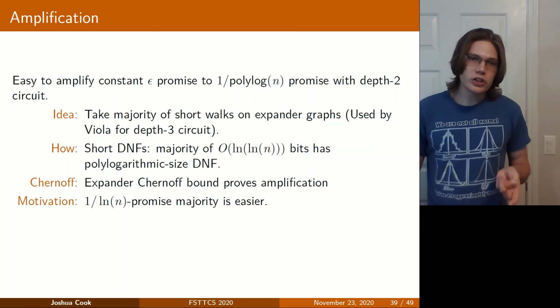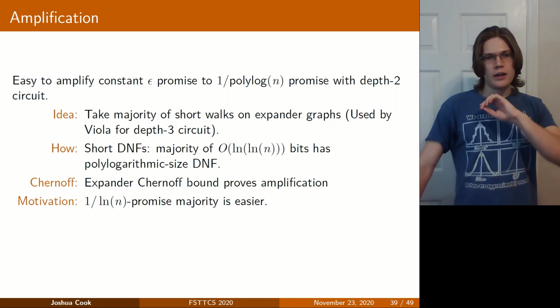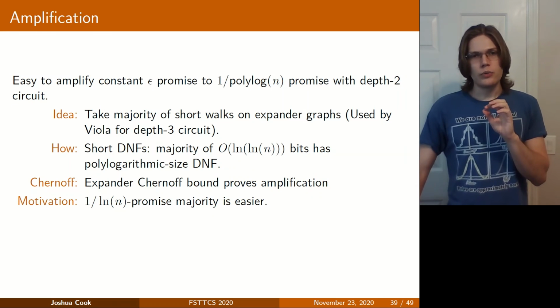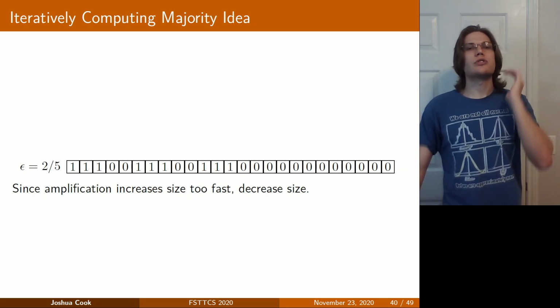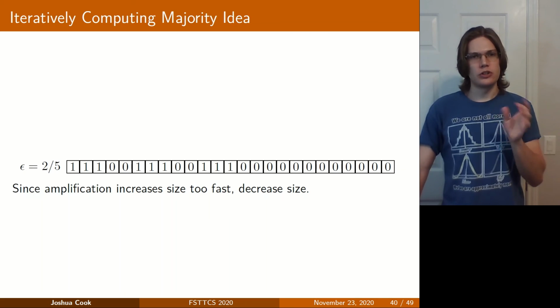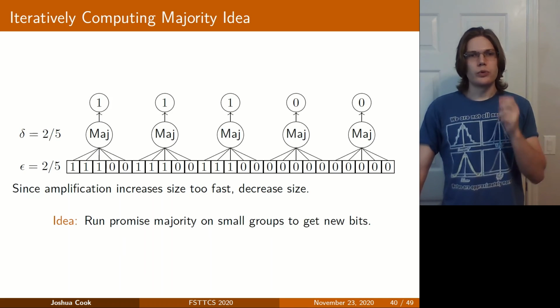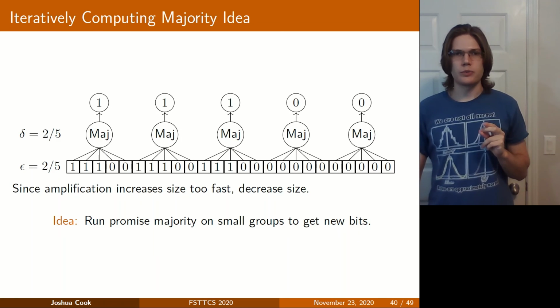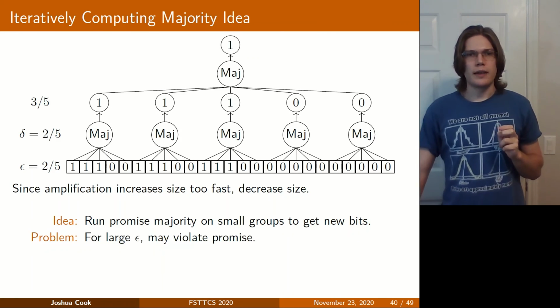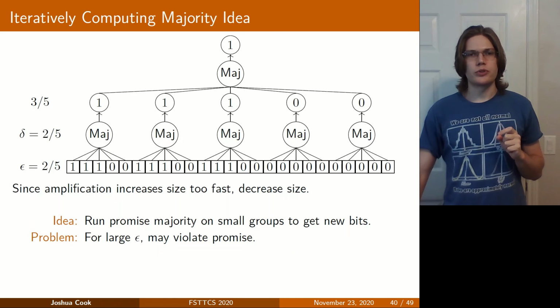And the motivation, of course, is that if you set epsilon to be 1 over log n, we get much better promise majority circuits. To demonstrate how we do the decreasing of the size, we basically just put the input in groups and run a promise majority on each one of the groups, and that gives us a new input, and then we run promise majority again.